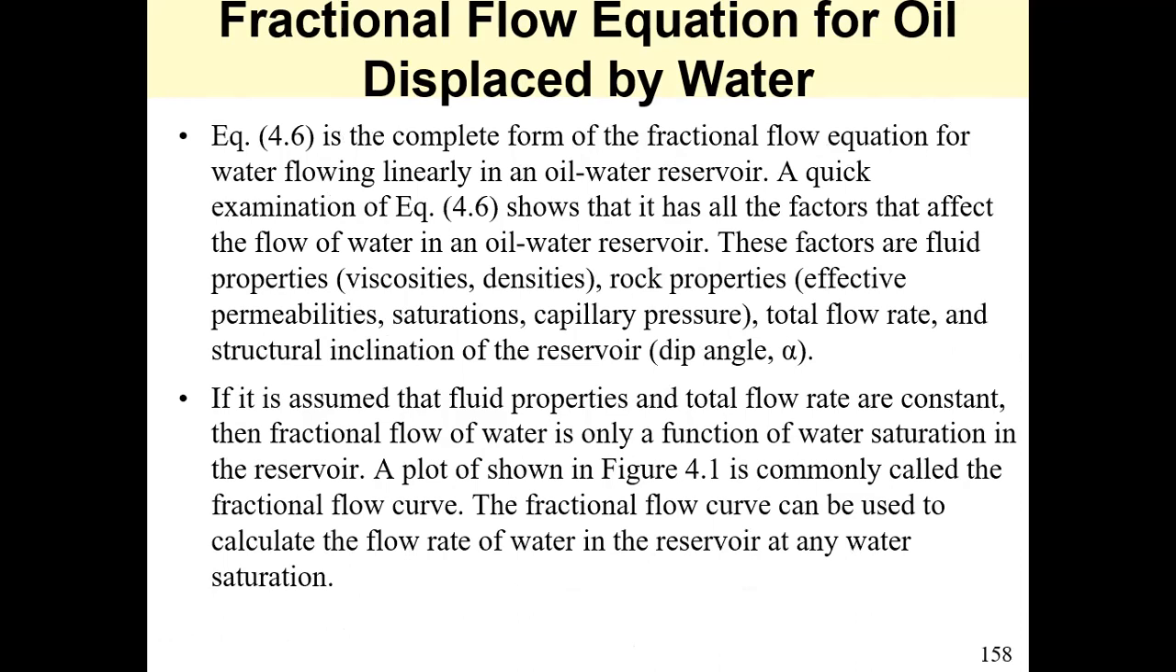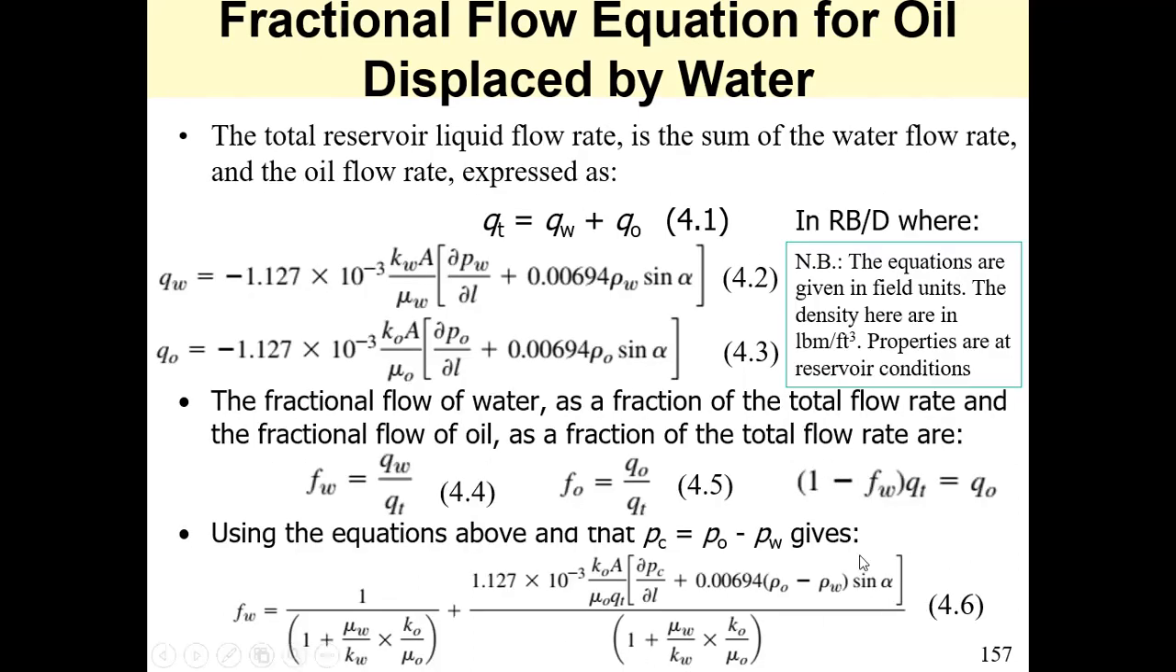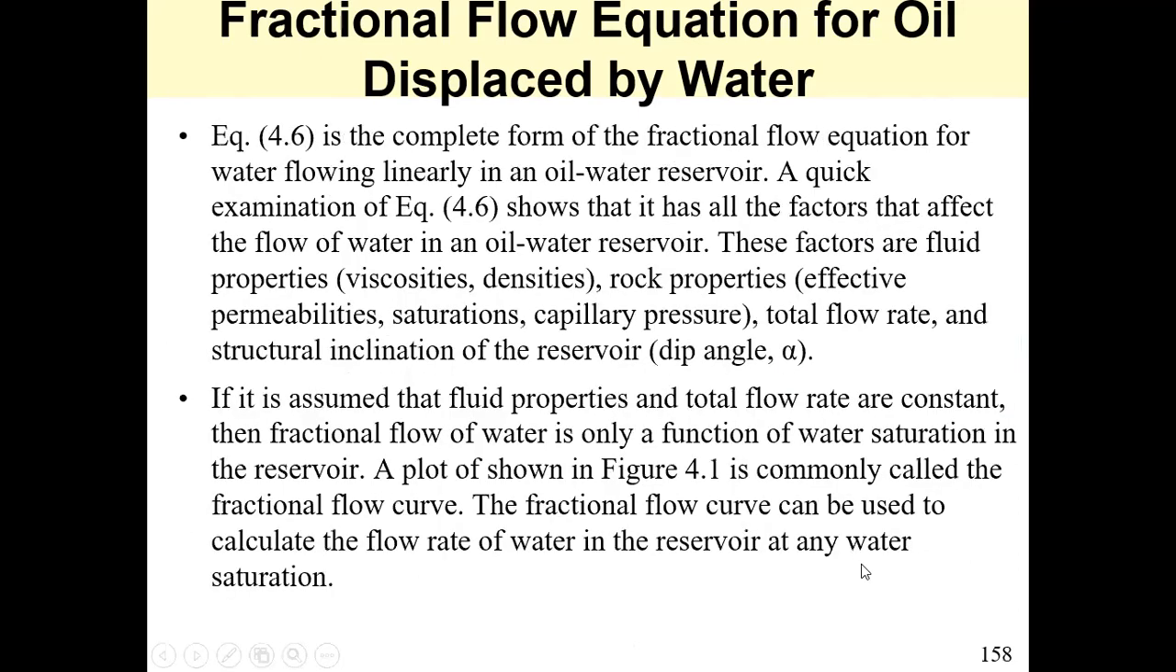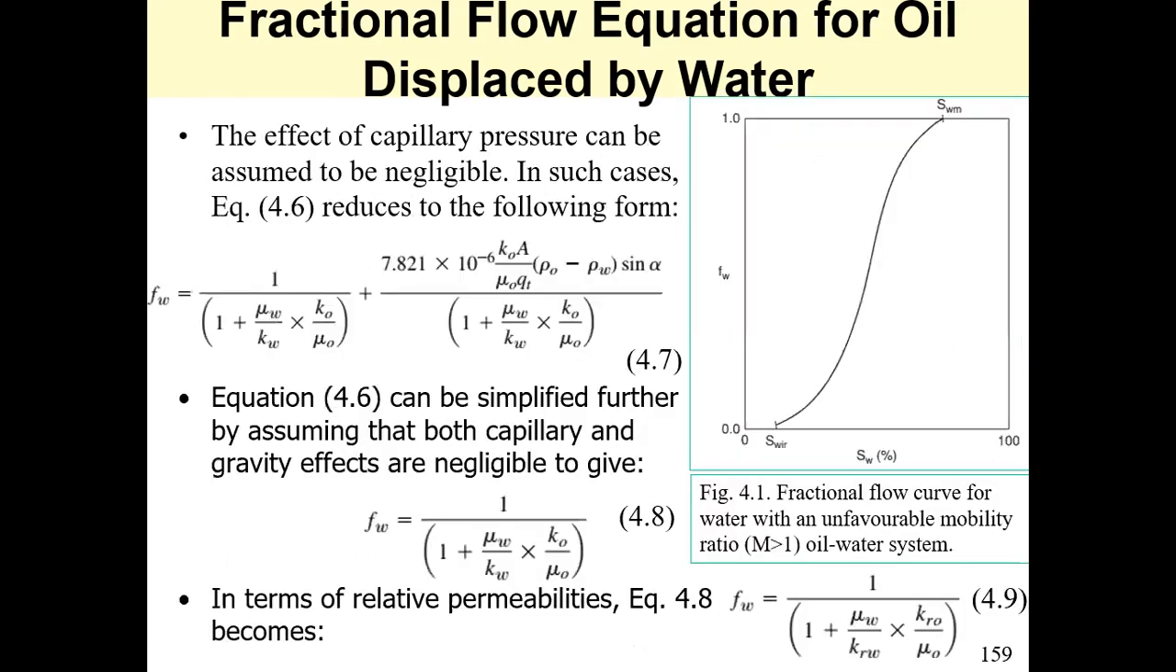These factors include fluid properties, rock properties, total flow rate, and even the angle of declination, as you would see coming into the gravity term. If it's assumed that the fluid properties and the flow rate are constant, then fractional flow of water is only a function of saturation. In figure 4.1, figure 4.1 is the fractional flow curve, which earlier on you have had cause to graph.